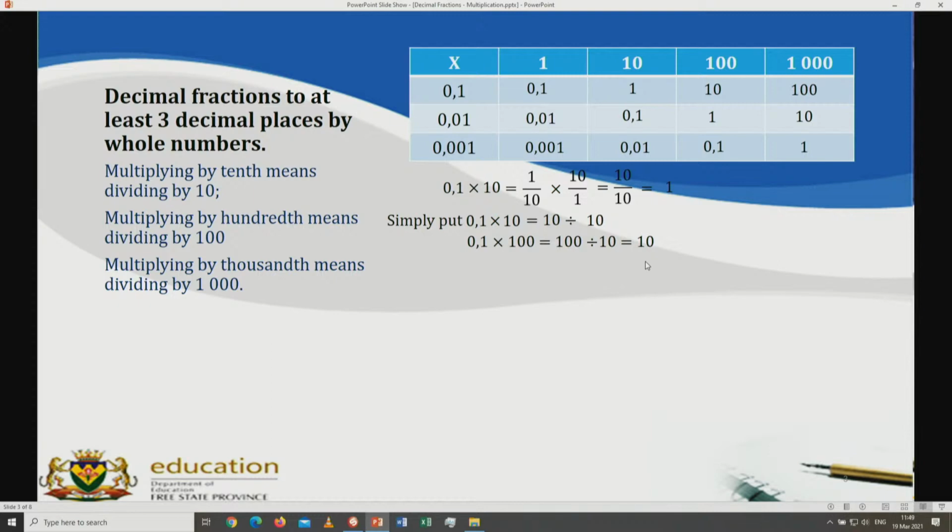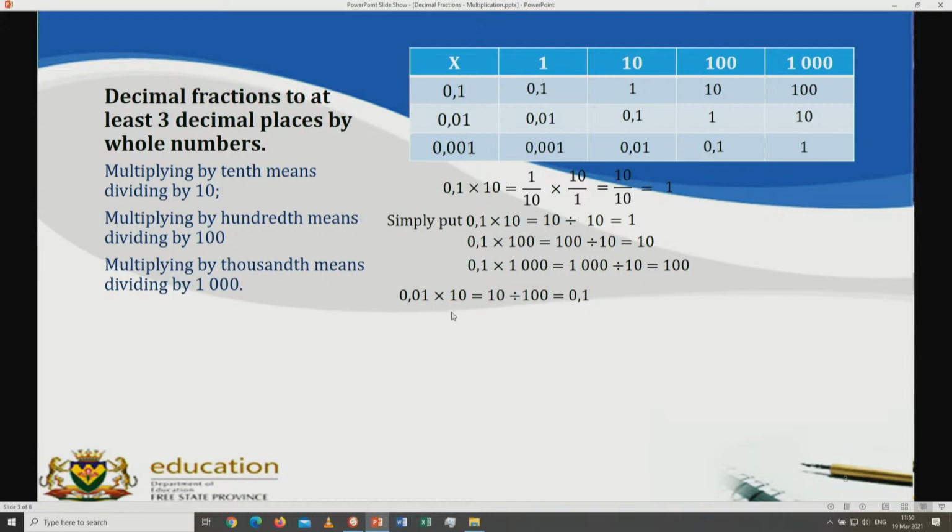If we can know these quick facts about division, about multiplication of fractions by whole numbers, especially the tens, the hundreds, the thousands, it is going to be very easy for us when going forth. Right. Now look at 0,1 multiplied by 1,000. Again, it's the same as 1,000 divided by 10, which is going to give us 100. And then 0,01, the hundredths now. We are here now.